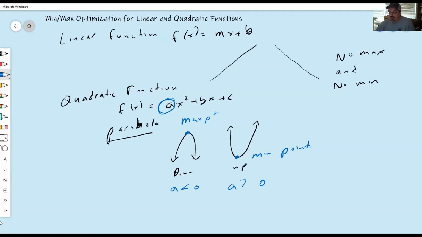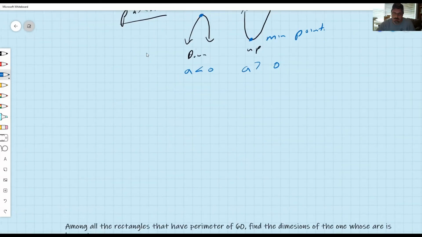So min-max optimization problems, linear functions aren't going to give me anything. It means I have to have a quadratic function. So our goal is to create or find or be given a quadratic function we can either maximize or minimize. So look at an example here.